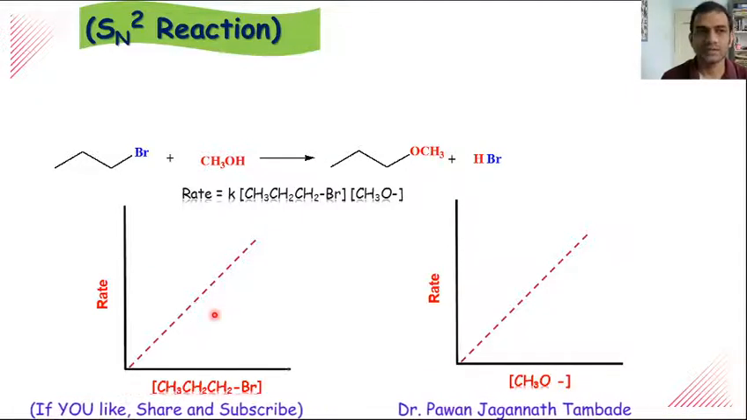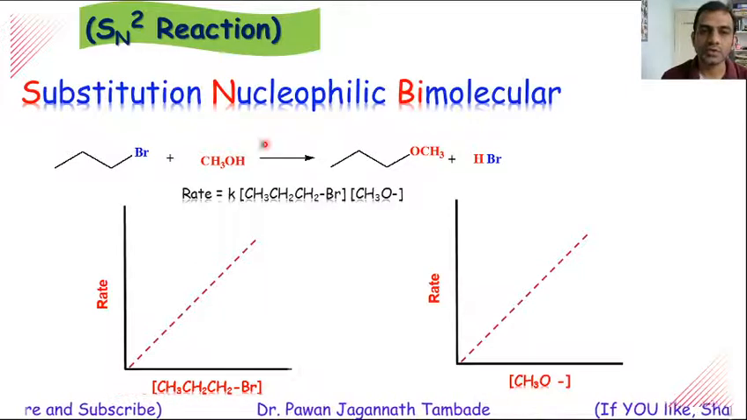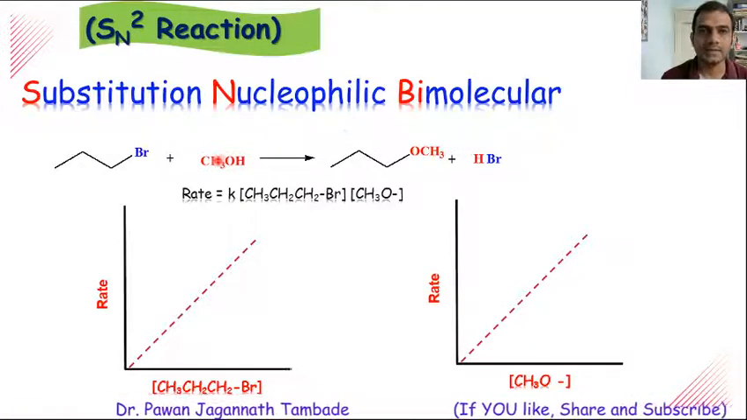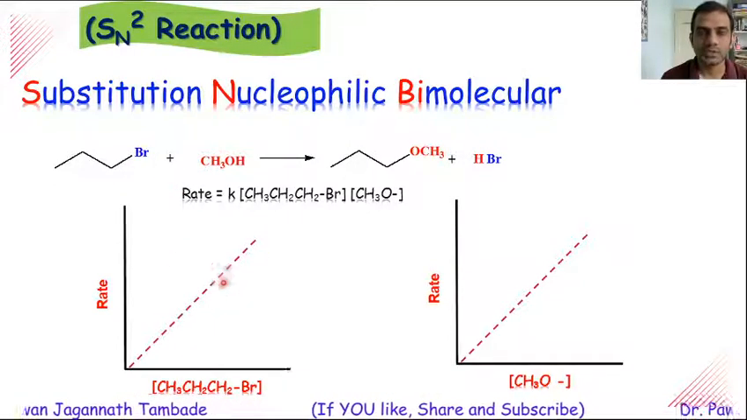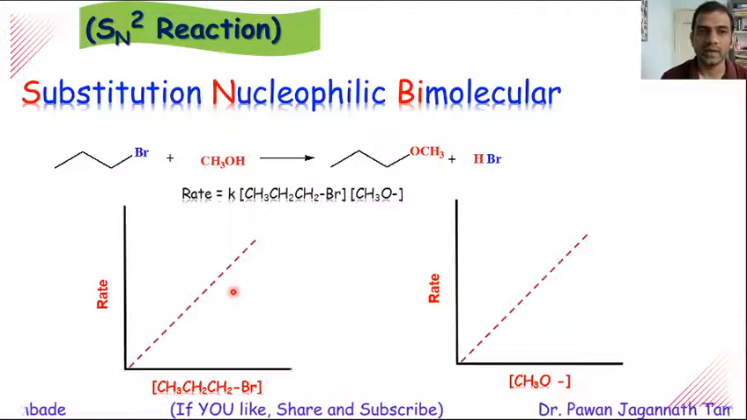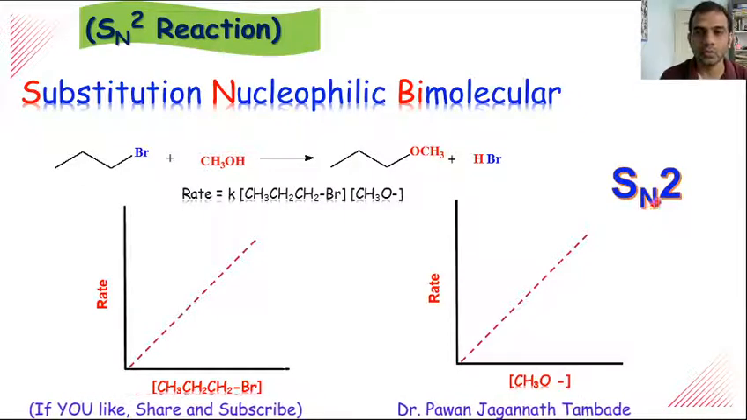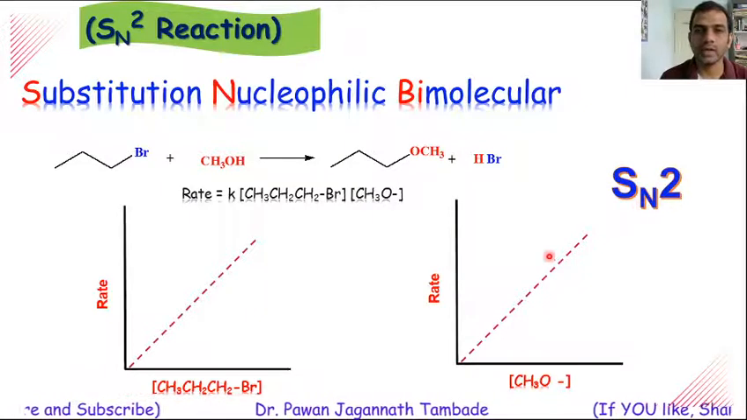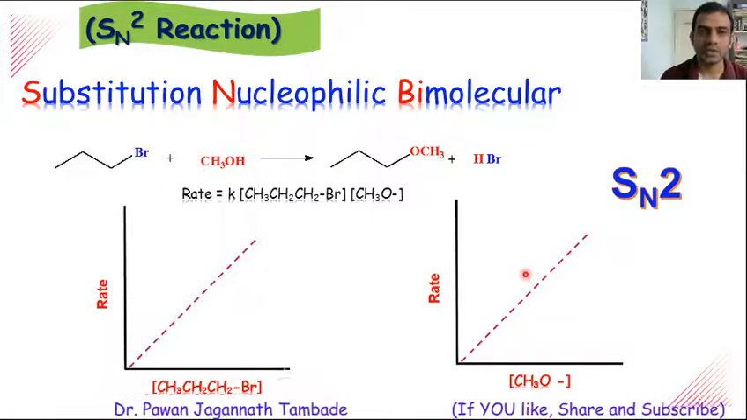And because of that, such reactions are called as SN2 reaction, which means substitution nucleophilic bimolecular. That is, rate of reaction is depending upon concentration of both the starting materials, substrate as well as nucleophile, and such reactions are abbreviated by symbol SN2, where 2 stands for bimolecular, S for substitution and N for nucleophilic. So this is SN2 reaction.